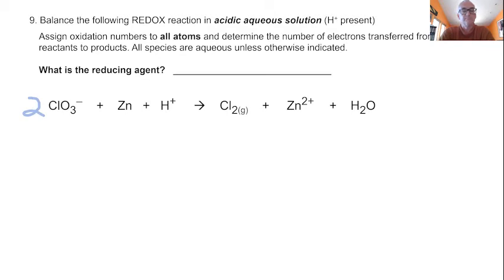Write the oxidation numbers. Exactly. We need to figure out who's being oxidized, who's being reduced. Right now, we don't know. So I've got ClO3. What are going to be the oxidation numbers for chlorine and oxygen there? Well, we know what oxygen is, right? What's oxygen always? -2. Always -2, right? So if oxygen is -2, what's the oxidation number of chlorine going to be? +5. +5, right.